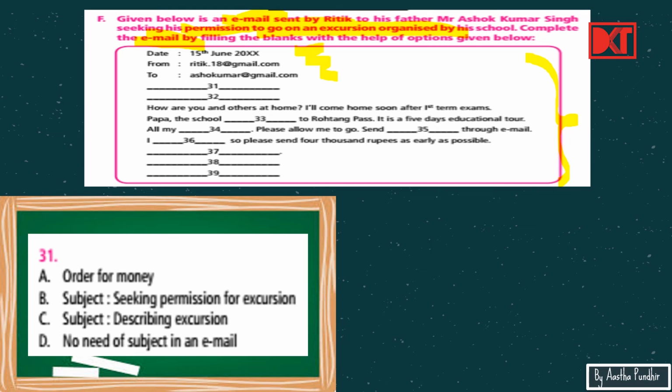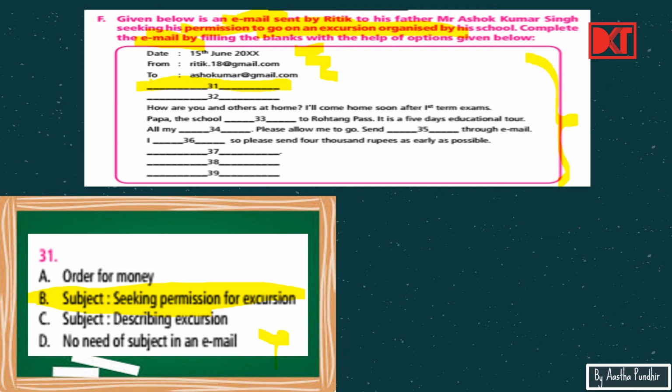Here we are given date, from, to. Let's start off with filling the first blank, 31. The options are A, order for money, B, subject seeking permission for excursion, C, subject describing excursion, or D, no need of subject in an email. Now in an email, of course, you need a subject, so D option is completely incorrect. So we need a subject, and what is going to be the subject? Here, B, subject seeking permission for excursion.